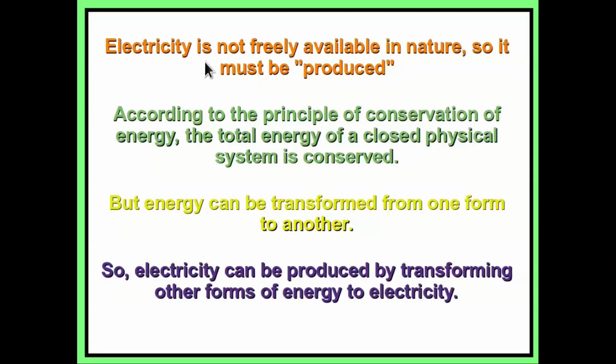We know that electricity is not freely available in nature, so it must be produced or generated. According to the principle of conservation of energy, which is a very strong principle in physics, the total energy of a closed physical system is always conserved. However, it allows for energy transformation from one form to another. That means electricity can be produced or generated by transforming other forms of energy to electricity.